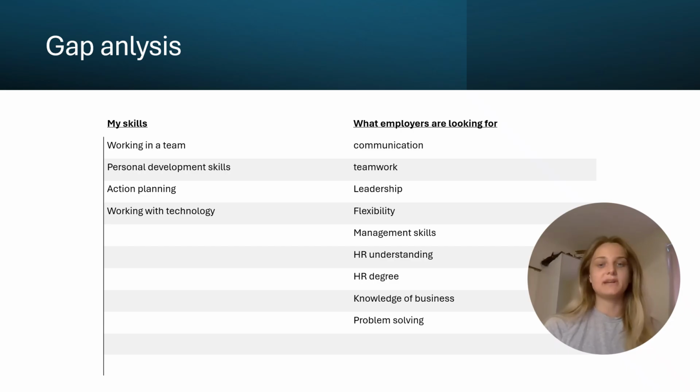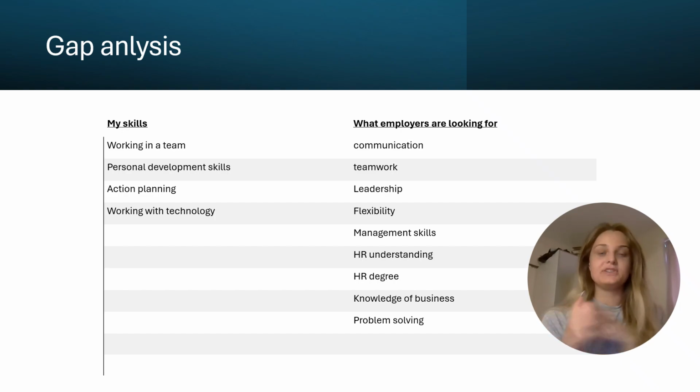Here is my gap analysis. It shows the skills that I have compared to the skills that employers are looking for, and shows where I have gaps within my understanding and skills. So for example, a skill that employers are looking for is a good HR understanding, and I don't necessarily have that skill yet, so therefore it would be something that I would strive to develop in.